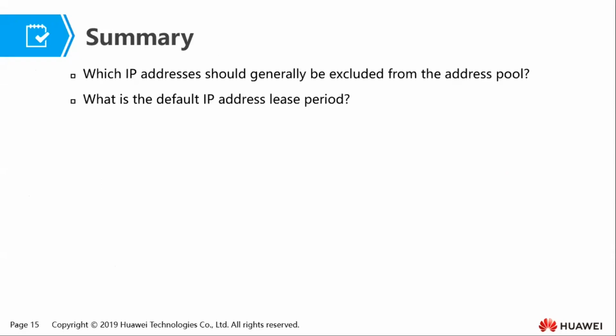Okay, so we are done with this topic. So which IP address should generally be excluded from the address pool? The one that belongs to the server. Yes, for the servers, like the DNS server. Okay, which is the default IP address lease period? 24 hours. Exactly. Asanteni sana.